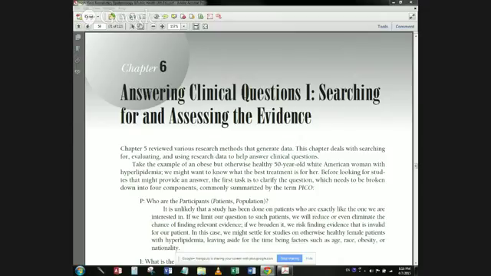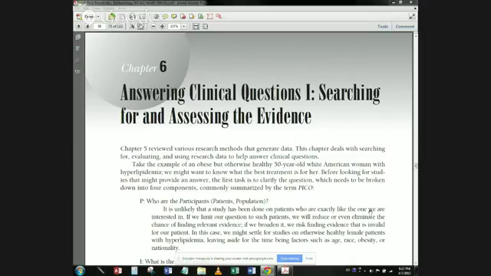Take the example of an obese but otherwise healthy 50-year-old white American woman with hyperlipidemia. We might want to know what the best treatment is for her. Before looking for studies that might provide an answer, the first task is to clarify the question, which needs to be broken down into 4 components, commonly summarized by the term PICO. P. Who are the participants?